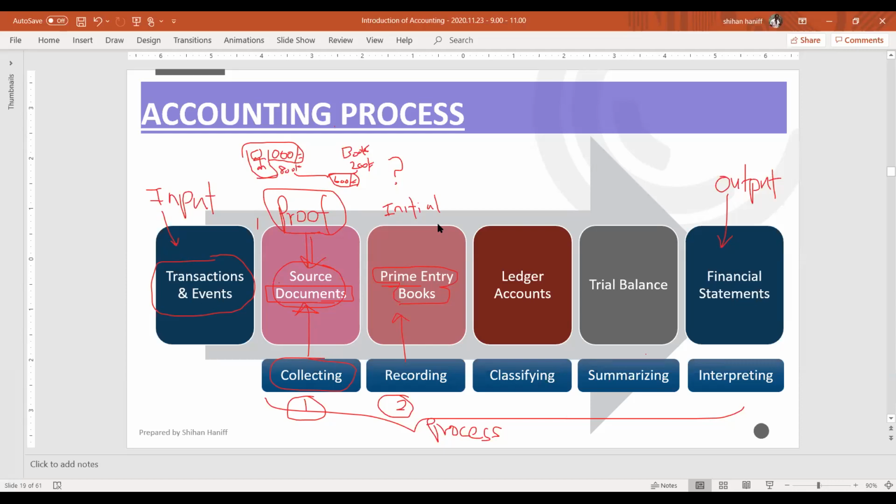So collecting, recording. Then you classify in the ledger accounts. A ledger account is something like a T. You classify what are the assets, what are the liabilities, what are the income, expenses, and capital. So there are 5 types of ledger accounts. You classify through these ledger accounts. So when you are classifying, we use a system called the double entry system.